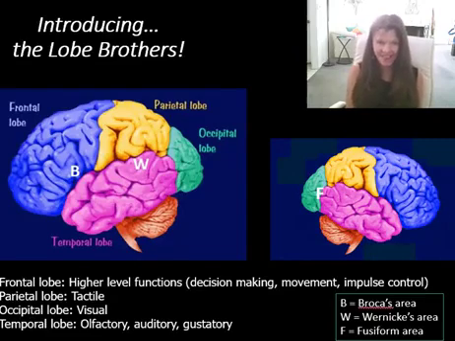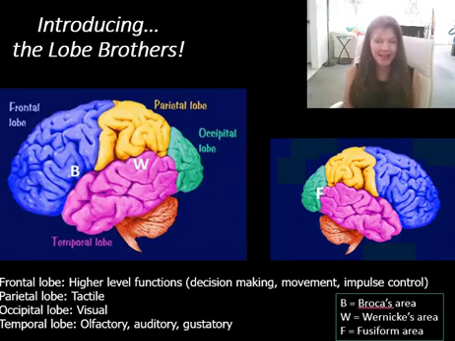So this is the final figure that was posted for you this last week, and a really easy one. It just shows 4 lobes and 3 specialty areas. So notice the frontal lobe here in blue is involved in higher level functions. So things like impulse control, decision making, planning, language production, even personality and movement. So really higher level functions.